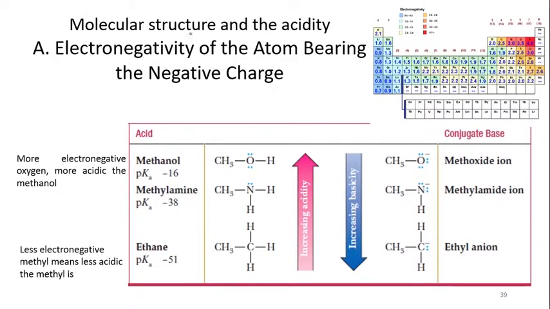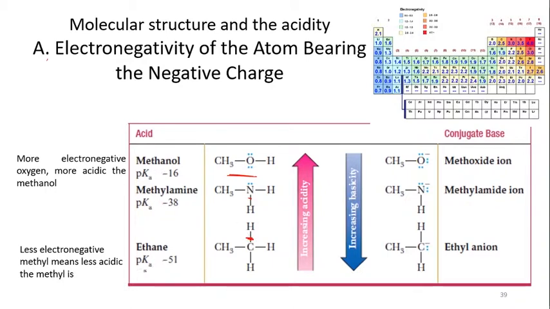The molecular structure can affect acidity. One of the factors that can affect the acidity is the electronegativity of the atom bearing the negative charge. If we look at the first compound, ethanol, we have an oxygen, which is highly electronegative. In methylamine, the nitrogen has a lower electronegativity compared to oxygen, and ethane actually doesn't have one. Its electronegativity is very low compared to methylamine and ethanol.